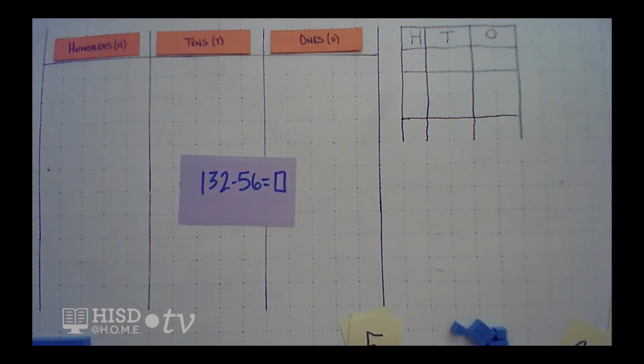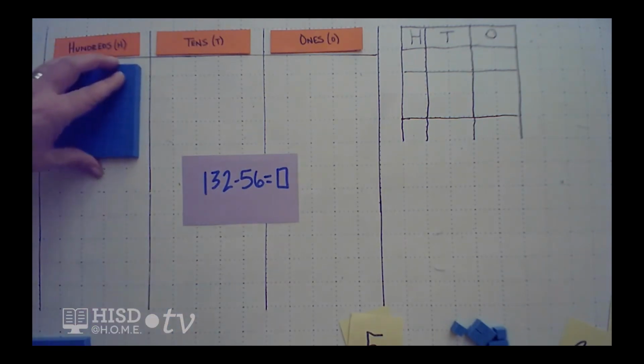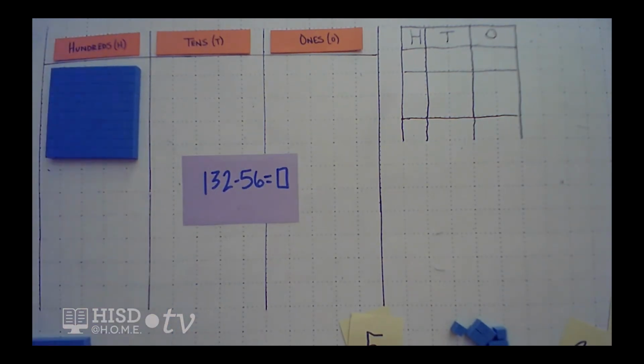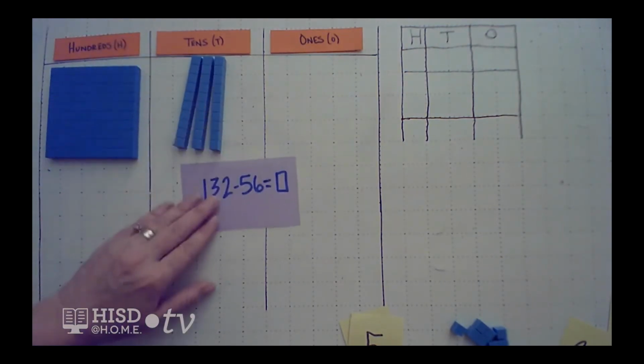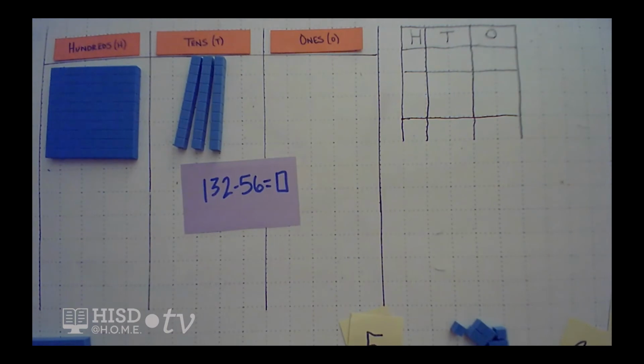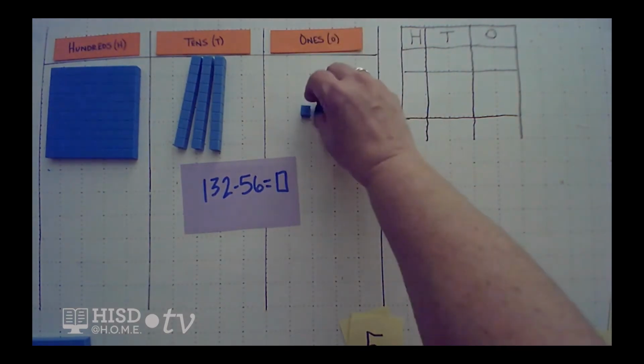Let's take a look at our next example. We're going to take 56 from 132 to find an unknown difference. So once again, we're going to start by building this with base 10 blocks. So I know that I have a 1 in the hundreds place, represented there. I know I have 3 in the tens place, so I'll represent that with 3 longs. And I have 2 in the ones place, so we'll represent that with our 2 units.